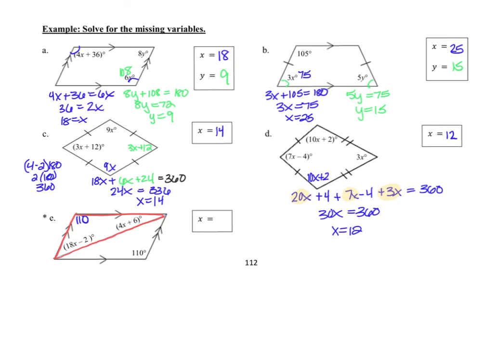So let's add all of it together and set it equal to 180. We have 18x minus 2, 4x plus 6, and 110. 18x and 4x, that's going to give me 22x. 110 plus 6 minus 2 is going to give me 114, and set that equal to 180. If you subtract 114 from each side, you get 22x is equal to 66. Divide by 22 on each side, you get an answer of 3 for x.